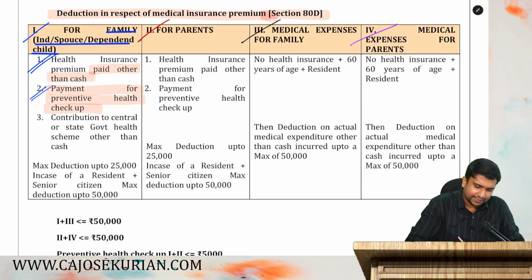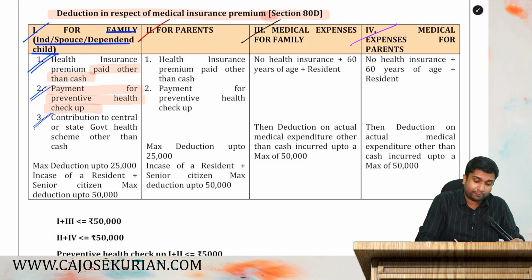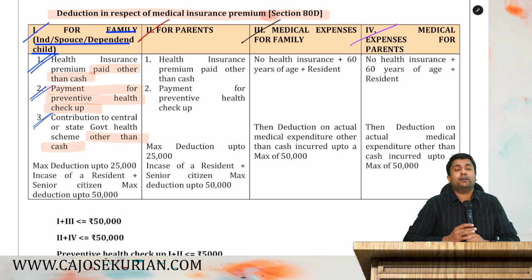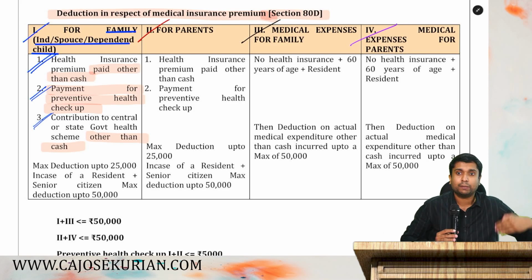And item number 3, that is contribution to central government or state government health scheme, again other than cash. Say you have contributed to central government or state government health schemes and the payment is other than cash, you will get it as a deduction.